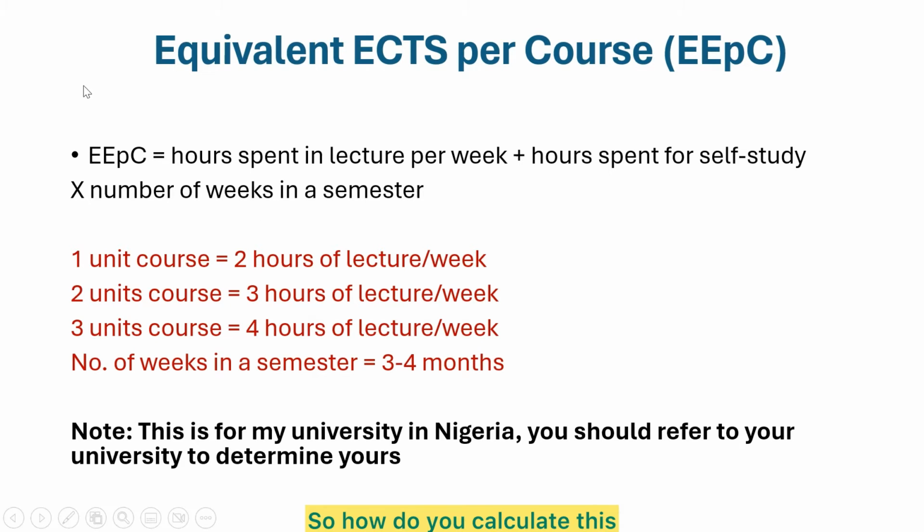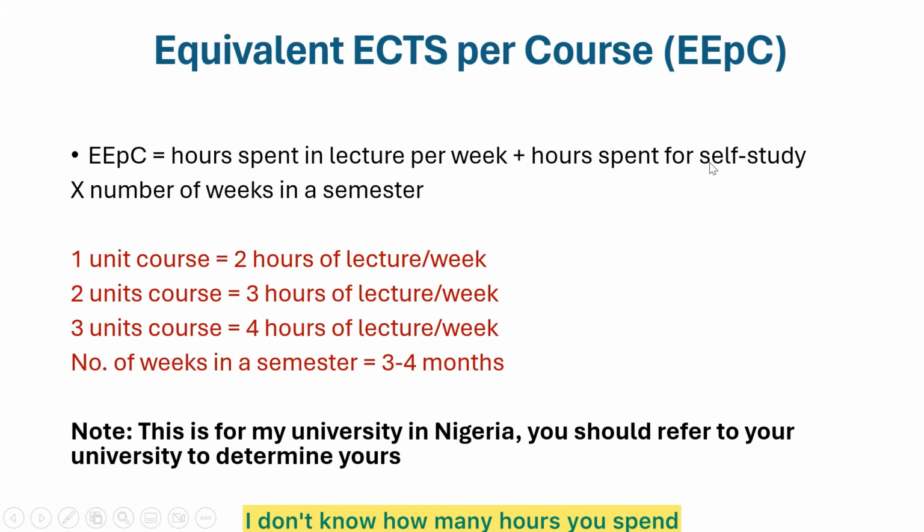So how do you calculate this? EEPC, which I just shortened from equivalent ECTS per course, is the hours you spend in lecture per week plus the hours you spend on self-study, multiplied by the number of weeks in a semester. The hours you spend on self-study varies. It depends on you.